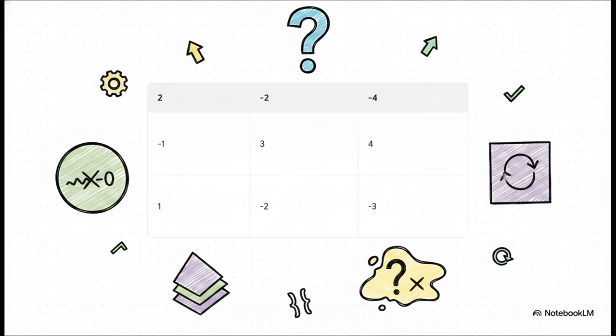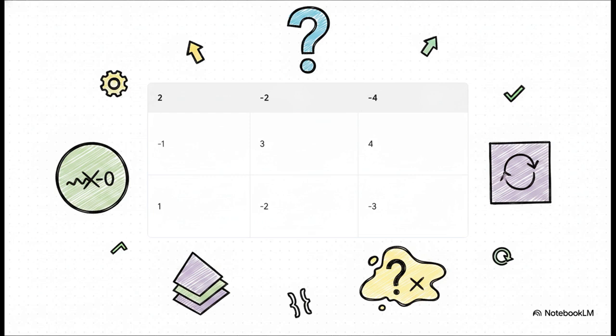Meet our prime suspect, matrix A. It's a 3x3 square matrix packed with integers. Across the top row, we have 2, -2, and -4. The middle row is -1, 3, and 4. And rounding it out on the bottom, we've got 1, -2, and -3.